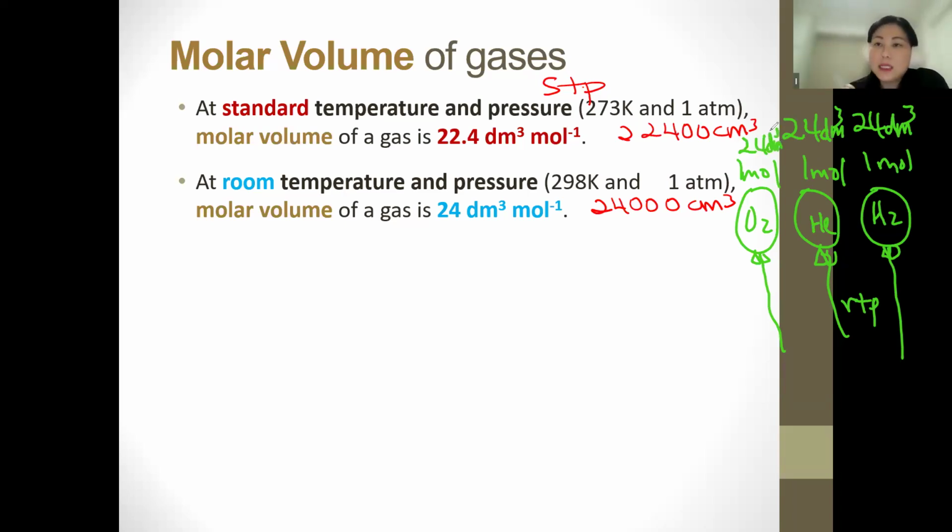So it is not dependent on the identity of the gas. It's only the pressure and temperature that affect the molar volume value.